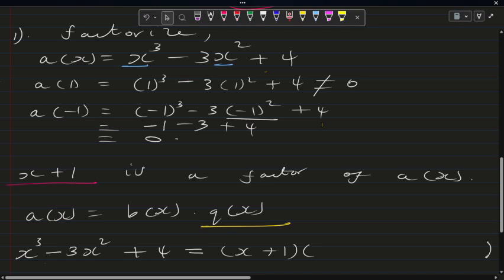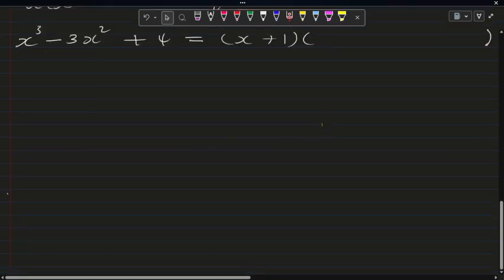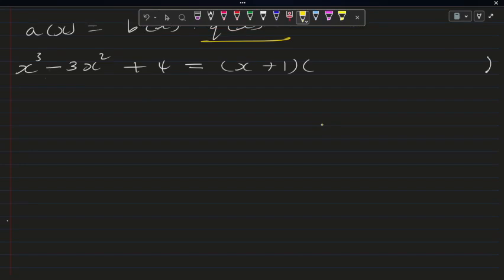Now recall that we want to determine q of x. Q of x is basically a of x divided by b of x. So let's use long division to get that.